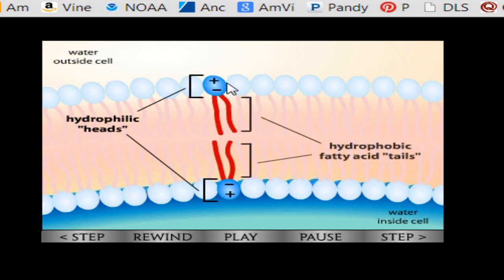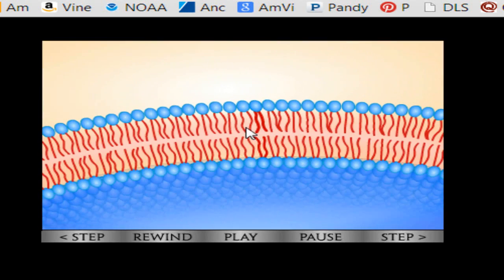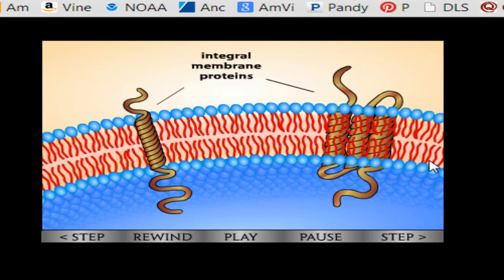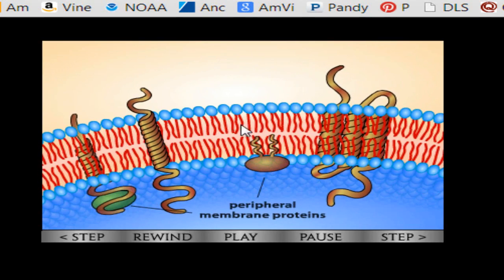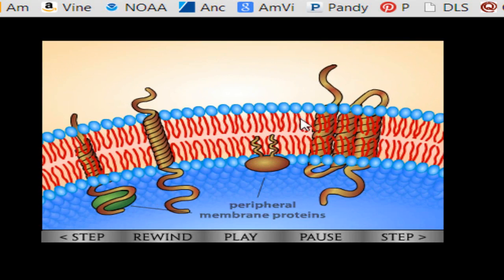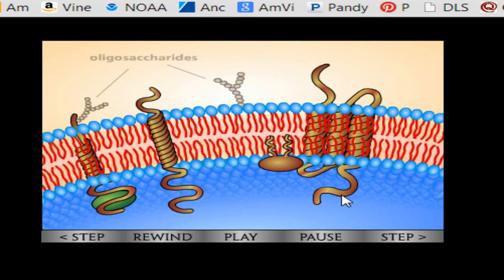The head is hydrophilic or water-loving. The inside doesn't like water, so they assemble themselves in a way that the inside of the cell membrane, this red portion, is hydrophobic, no water can be there, yet on the outsides there can be.